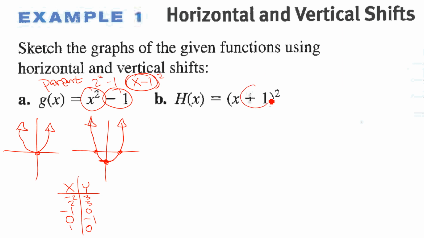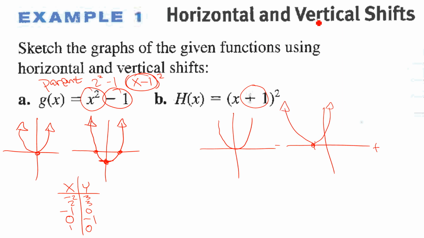All right, what about this one? This is a +1 in with the x. So remember, normally we would be here. This is going to be shifted. Remember, with x, we're going to go opposite. So instead of the +1 direction, we're going to go in the -1 direction. So your new origin is going to be right here. Let's label those 5 important points.